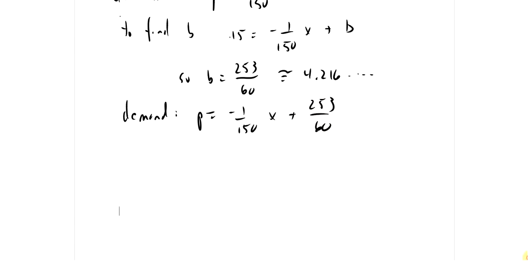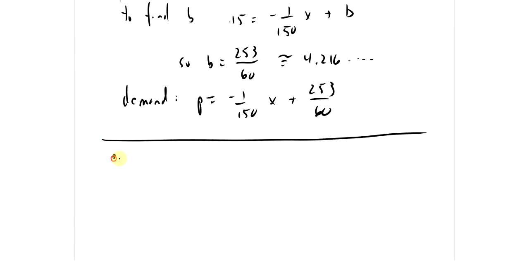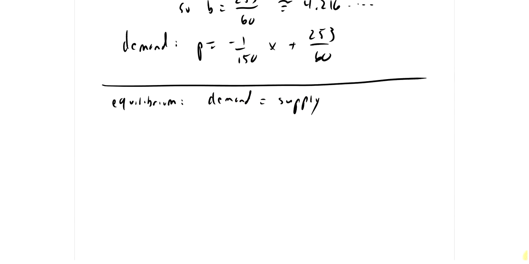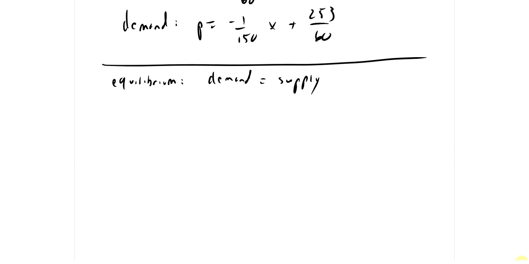Okay, so equilibrium is where demand equals supply. So we're coming to the end of my little page here, so that means this minus 1 over 150 x plus 253 over 60, that's my demand, should equal my supply, which is 1 over 300 x, what was it, minus 17 over 20. And you can solve for x.